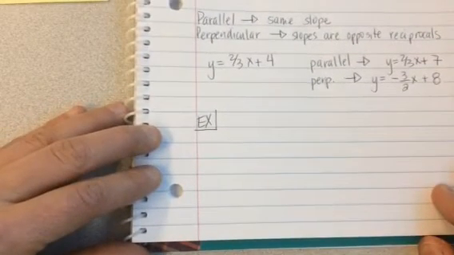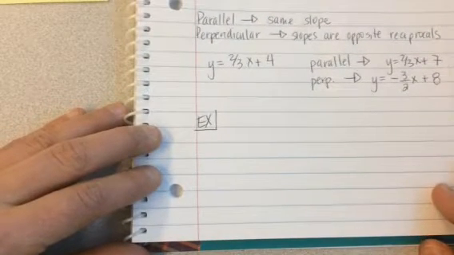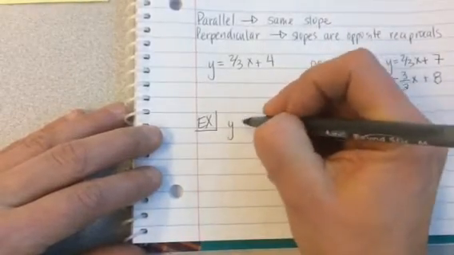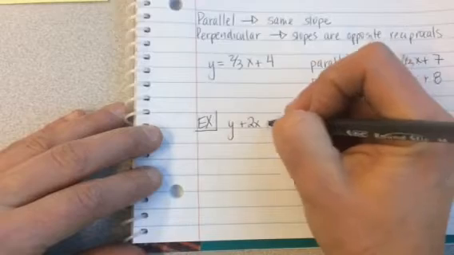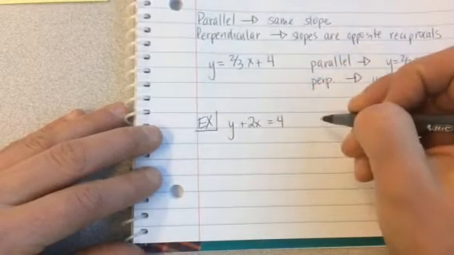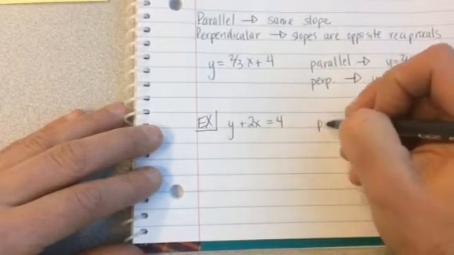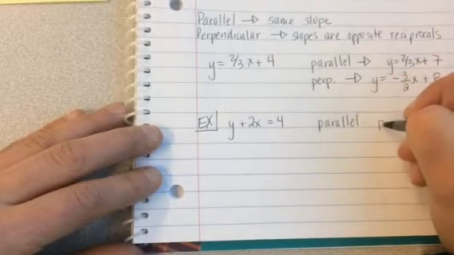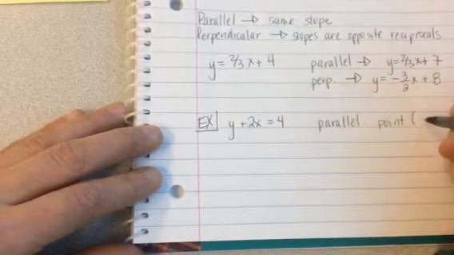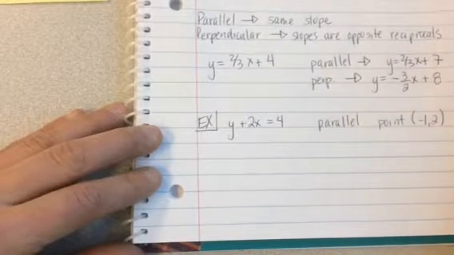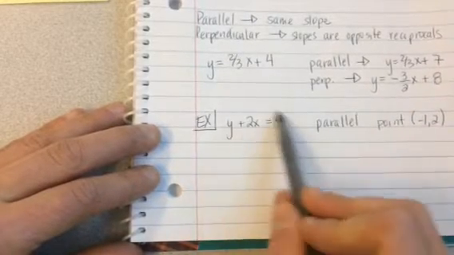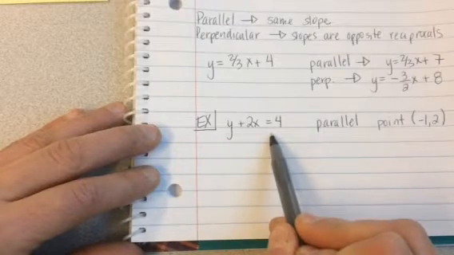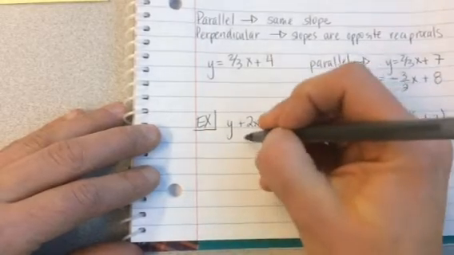So suppose we begin with the line y plus 2x equals 4. And we want a parallel line that goes through the point -1, 2. The very first thing we have to notice here is that this is not in slope-intercept form. This is not in y equals mx plus b. So I'm going to convert it.